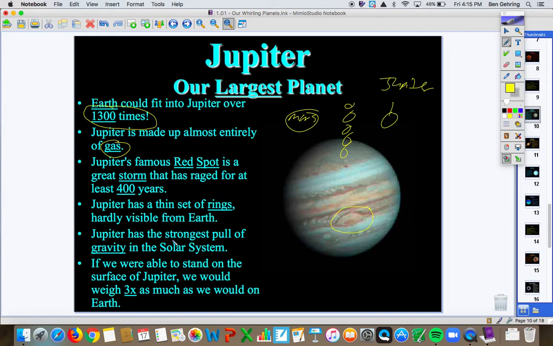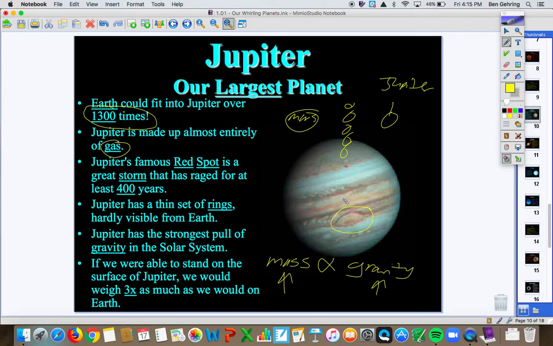Out of all the planets, Jupiter has the most gravity because gravity and mass are proportional. So if you have more mass, you have more gravity. Jupiter has the most mass, it's the biggest, so it has the most gravity as well.